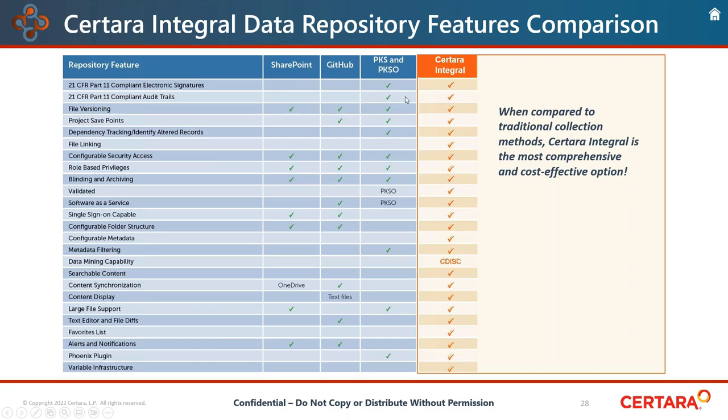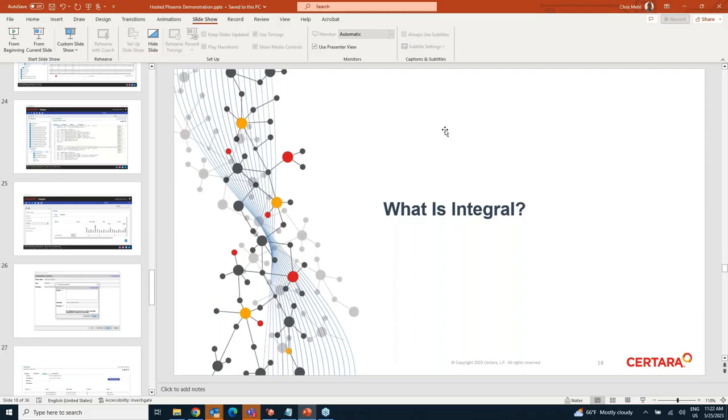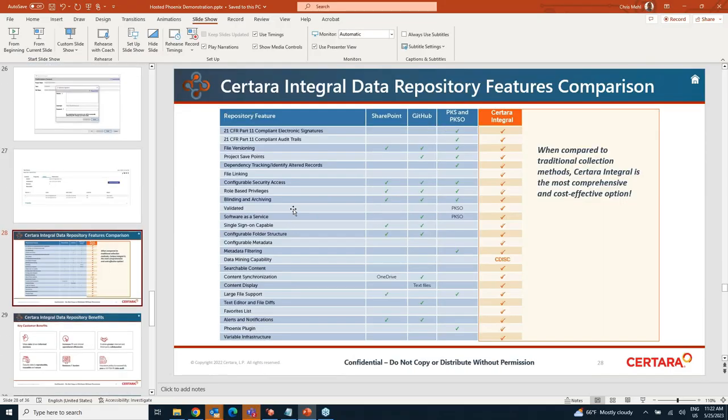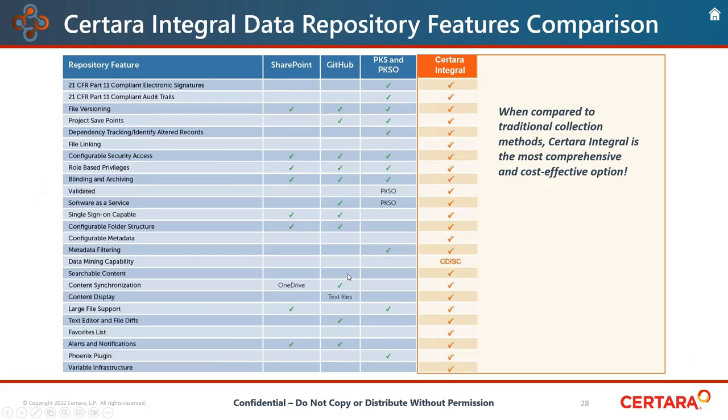But Certara solutions allow for 21 CFR Part 11 compliance, as well as file versioning, version control, blinding and archiving, creating save points and file linkings. So it's a much more comprehensive solution than some of the other offerings that you might grow in-house or have used PKS in the past. Also, Certara Integral is designed to work with CDISC data sets, which allow data mining capabilities and meta-analysis.